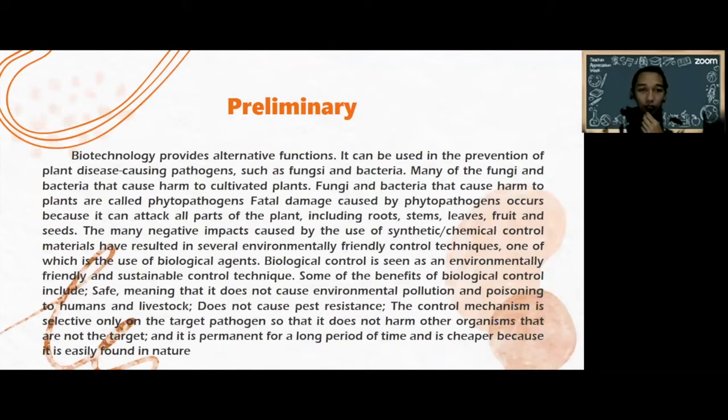Preliminary. Biotechnology provides a platform that can be used in the prevention of plant disease-causing pathogens, such as fungi and bacteria. Many of the fungi and bacteria that cause harm to cultivated plants are called phytopathogens. Pathogenic disease caused by phytopathogens can attack all parts of the plant, including roots, stem, leaf, fruit, and seeds.